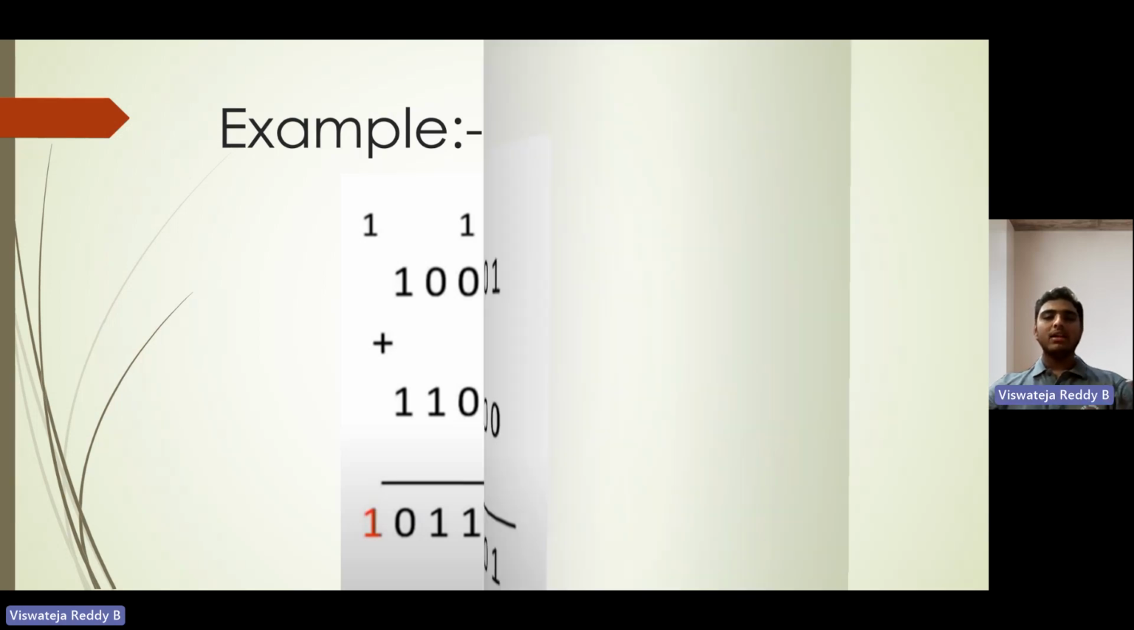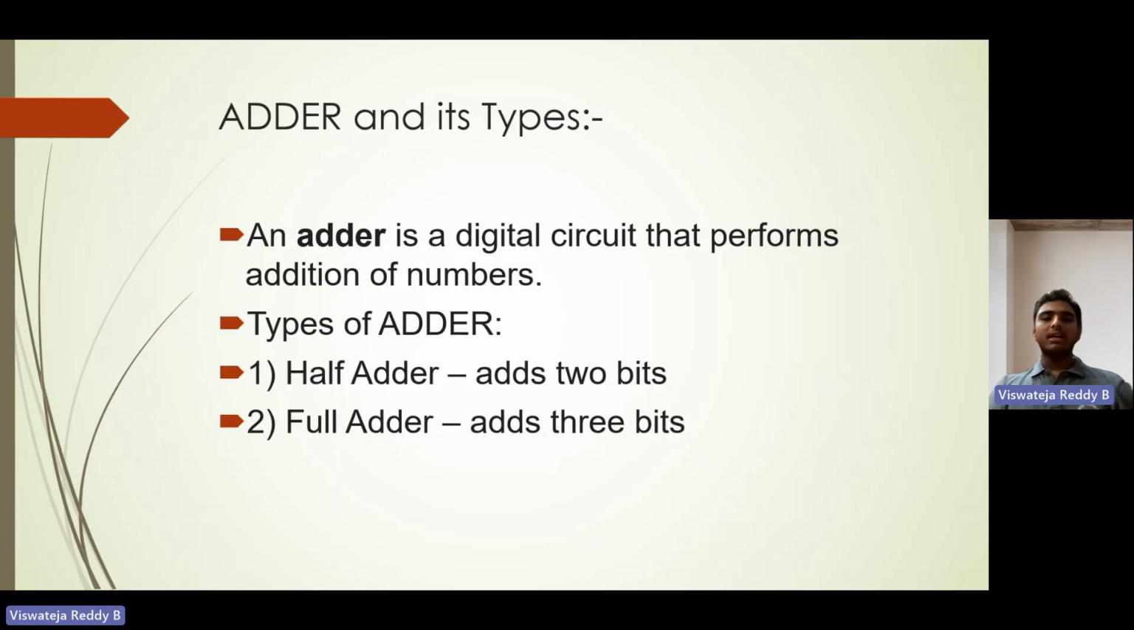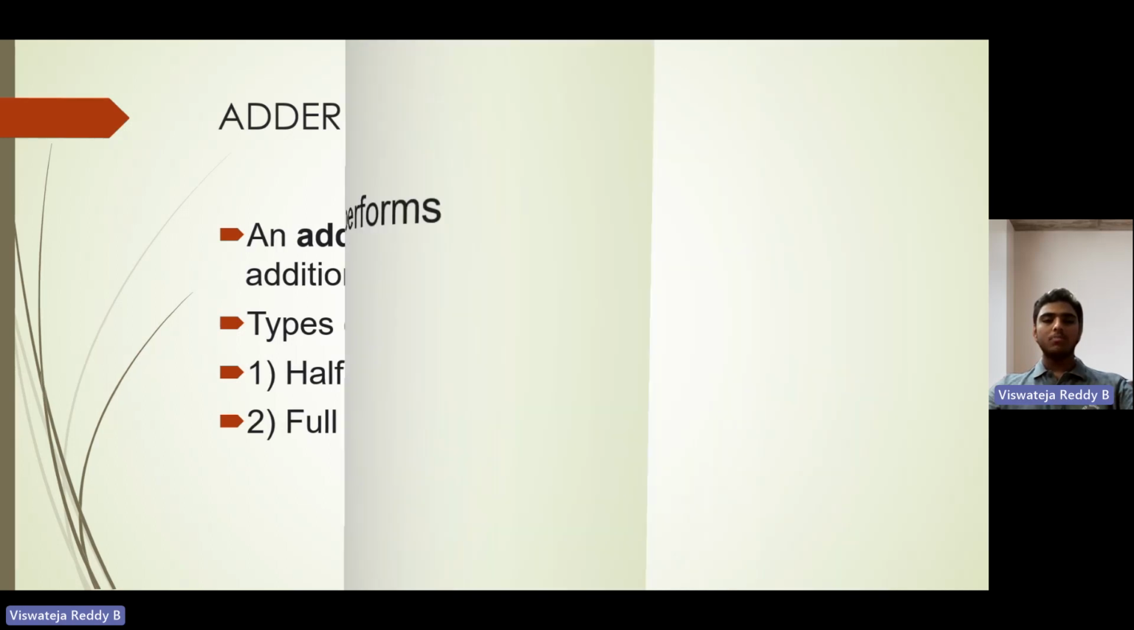Now let's see what is meant by an adder and its types. In a simple way, an adder is a digital circuit that performs the addition of two numbers. We basically discuss two types of adders, half adder and full adder. A half adder adds 2 bits. A full adder adds 3 bits. There is a very slight difference between half adder and full adder. Now let's look in detail.